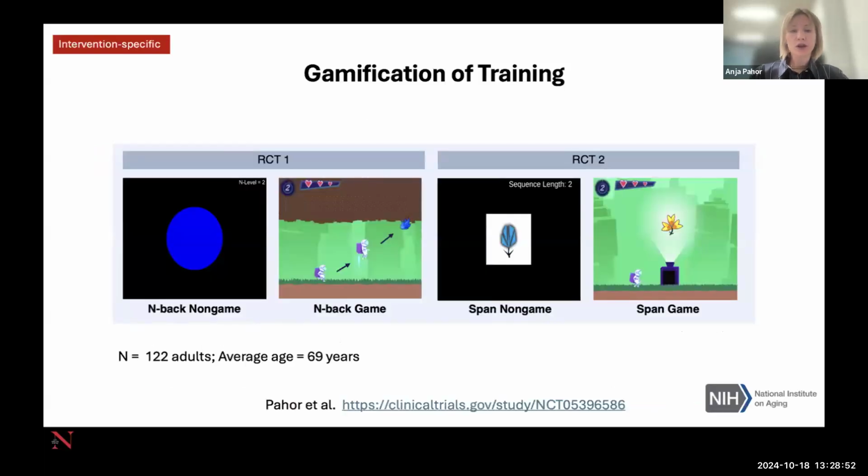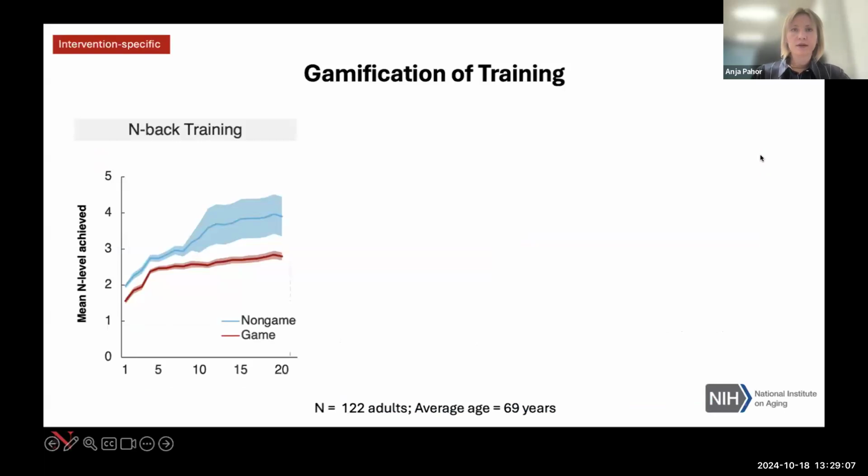So in an ongoing pre-registered randomized control trial involving older adults, we are examining these effects. So the effects of gamification of working memory training tasks on learning and transfer. And as you can see, among older adults, we see better training progress in the non-game condition, which is marked with this blue line, compared to the game condition. So the game is not better, even though some might hypothesize that this would always be the case.